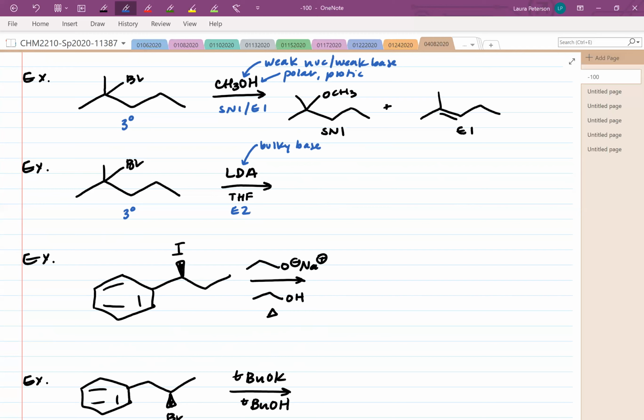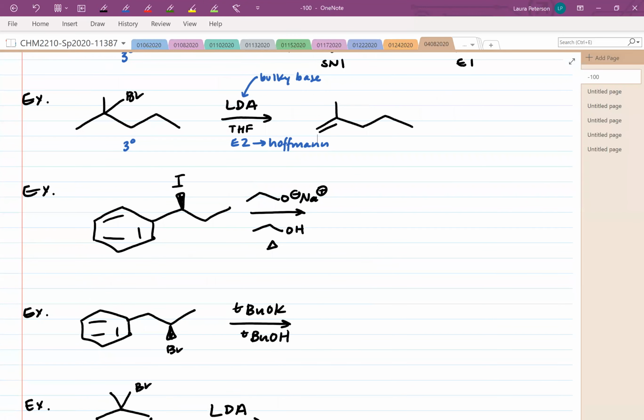So bulky bases give E2, and there was something special about them. Remember that they altered the regiochemistry to give us the Hofmann product, or the less substituted alkene. You could form the Hofmann product at either one of those methyl groups as the beta position. Those will be equivalent products here. So I'm going to go ahead and put my alkene out there. Again, you could have put your alkene at that position. That would have been the same product. So again, LDA, a bulky base, is going to promote E2 regardless of whether we have a primary, secondary, or tertiary alkyl halide. Okay, so let's go to the next example.